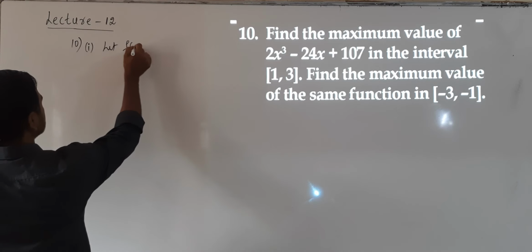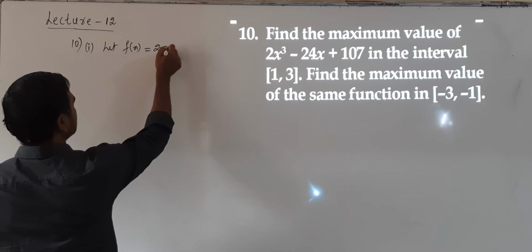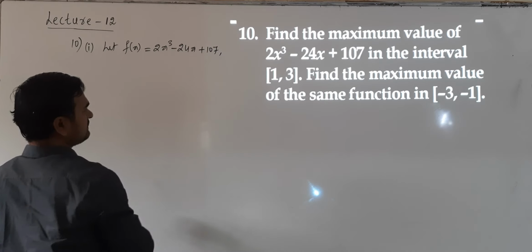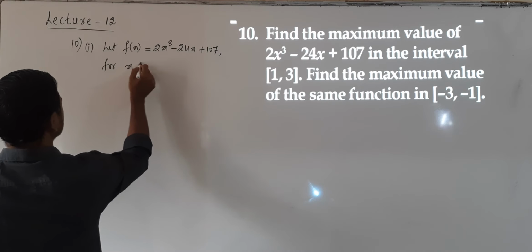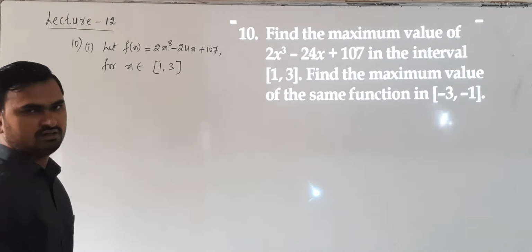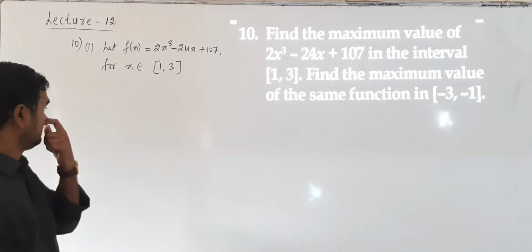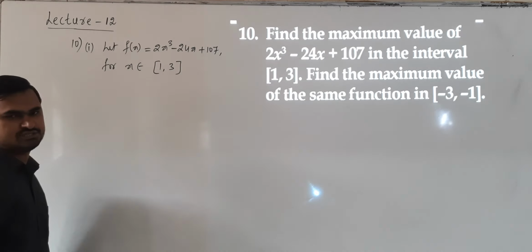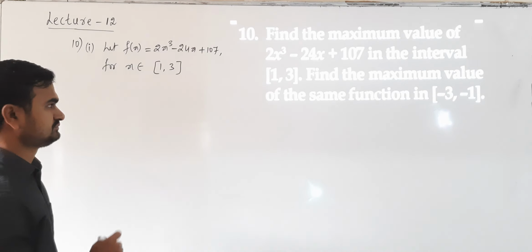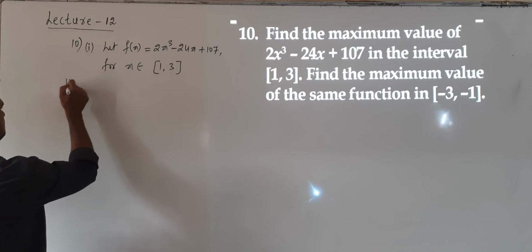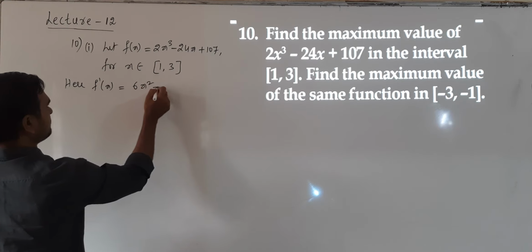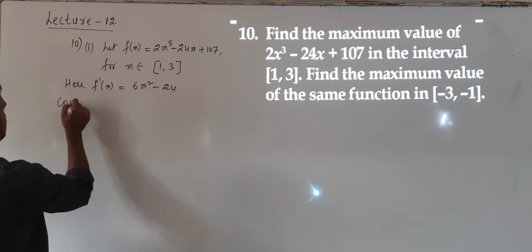Let us take the given function as f of x is 2x cube minus 24x plus 107 for x belongs to the closed interval 1 to 3. Okay, so in this interval I will solve. Since we are given a closed interval, we are going to find the absolute maximum and absolute minimum. So let us find f dash x here. What is f dash x? It is 6x square minus 24.